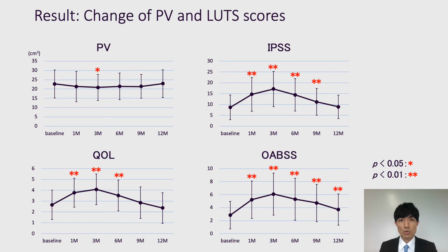These figures show change of PV and LUTS scores. PV decreased at 3 months after LDRB. LUTS scores increased at 3 months after LDRB and recovered over the course of a year.